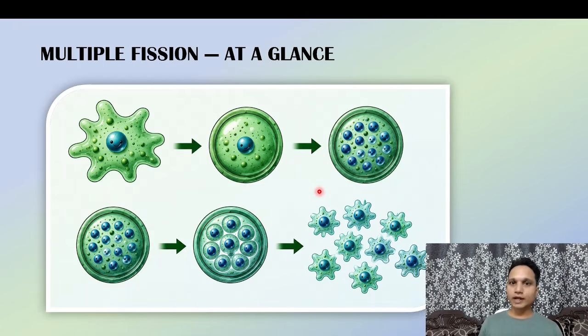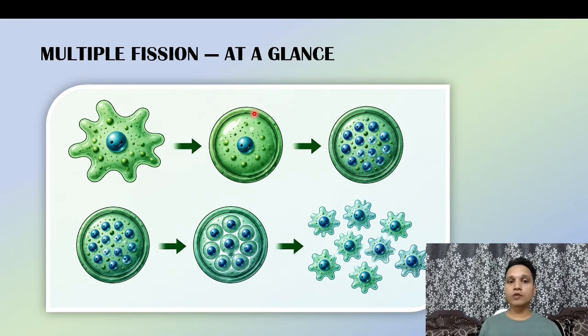So let's take a glance at multiple fission. We'll go step by step and see how many stages we have gone through. This is a normal amoeba. Whenever the conditions are adverse, it will form a cyst around itself.